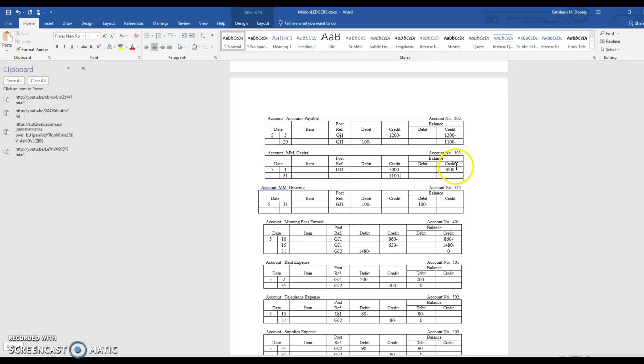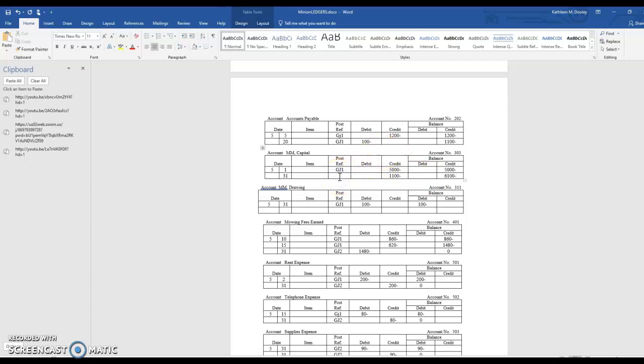Okay, the previous balance was 5,000, and that was a credit. Now this is a credit. Debit and debit is add. Credit and credit is add. Debit and credit is subtract. This is credit and credit, so we add. 5,000 plus 1,100 is 6,100.